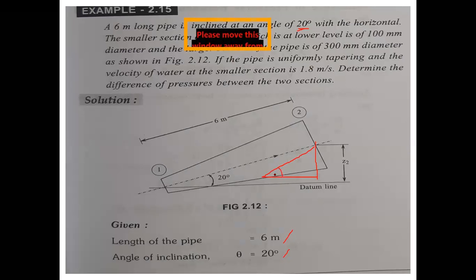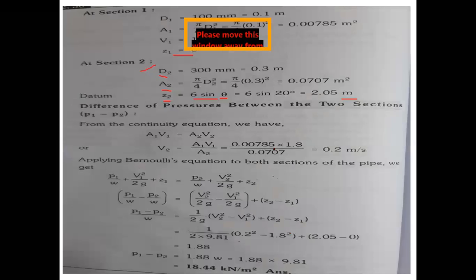Okay, the time is running out. Theta, so opposite by hypotenuse, that is what you got. Therefore, 6 sin 20 is the value. Now the difference between the pressures between the two sections, P1 minus P2. So from the continuity equation, first find out V2 from V1. A1 V1 is equal to A2 V2. Therefore V2 is equal to, we got the value.